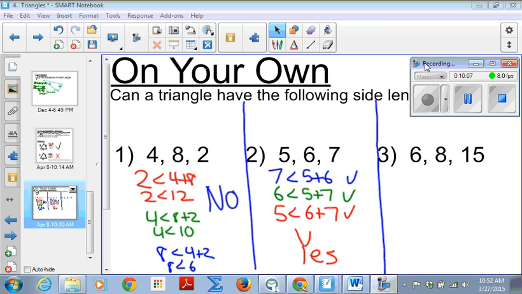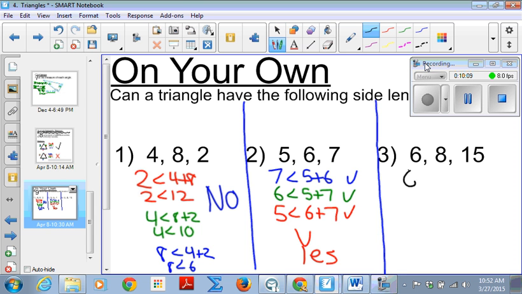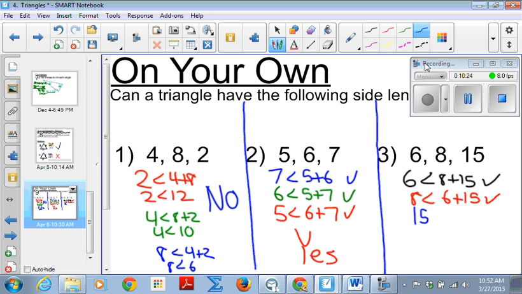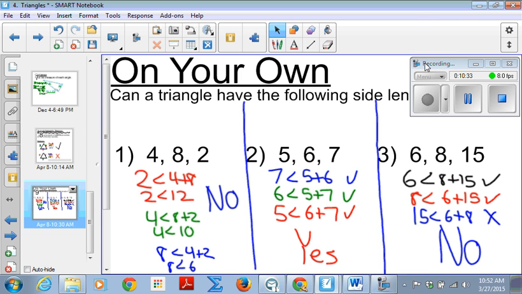Finally, this last one. Is 6 less than 8 plus 15? Yes. Is 8 less than 6 plus 15? Yes. Is 15 less than 6 plus 8? No, it isn't. This becomes 14. So that would be a no. So that's not a possibility to be a triangle. This concludes your lesson over triangles and angles.